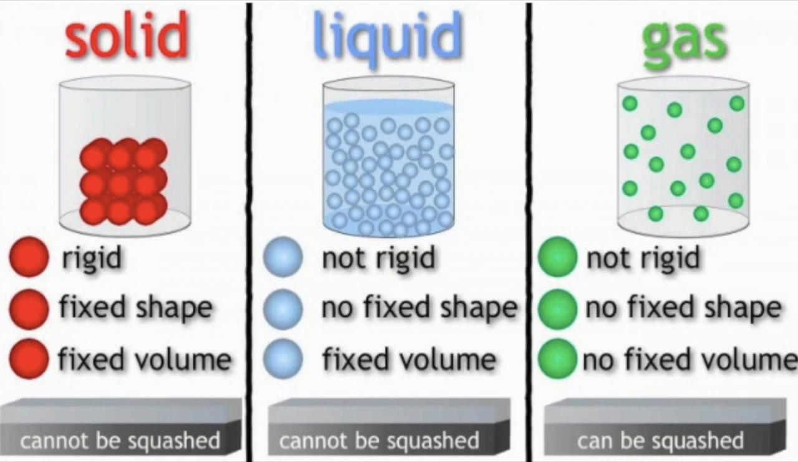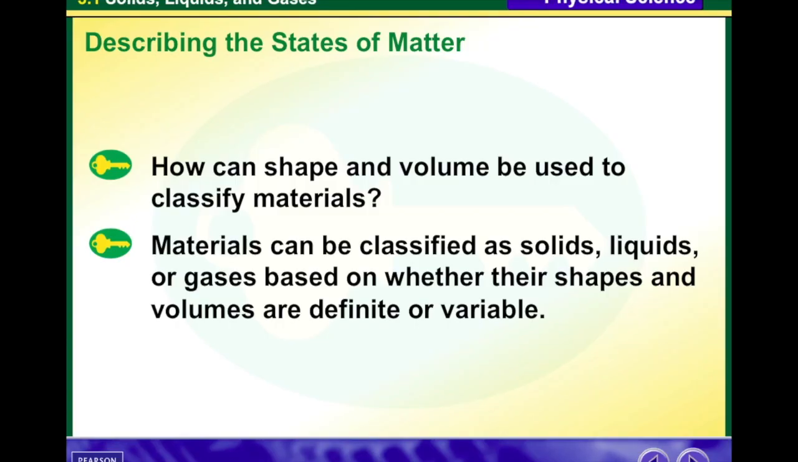Well, materials can be classified solid, liquid, or gas based on whether their shape and volumes are definite, that is to say, constant, or indefinite, changing. We are talking about looking at a material at a constant temperature.